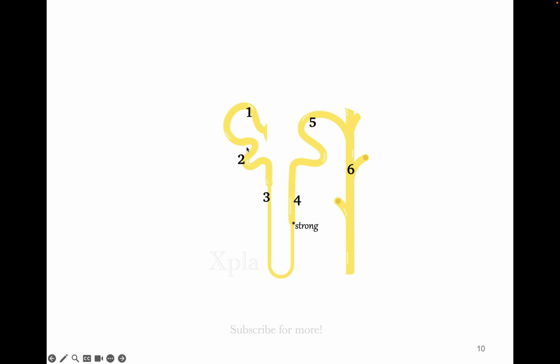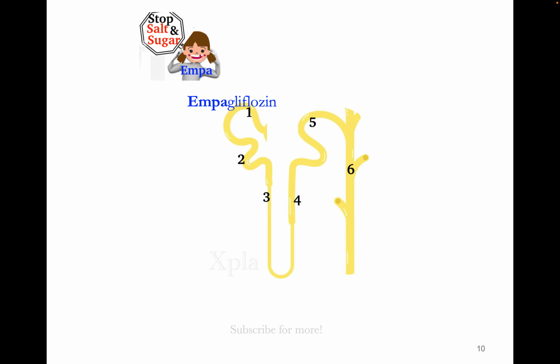Okay, first one, this is how I remember. You can remember whichever way you like. I have a friend named Empa. That drug name is Empagliflozin. Gliflozin is a class name actually. Okay, so Empa loved to steal salt and sugar. She ate everything from the kitchen. So the site of action, S1 segment of the proximal convoluted tubule.